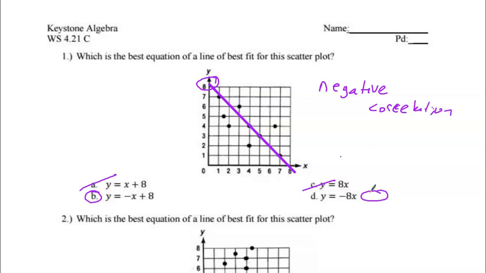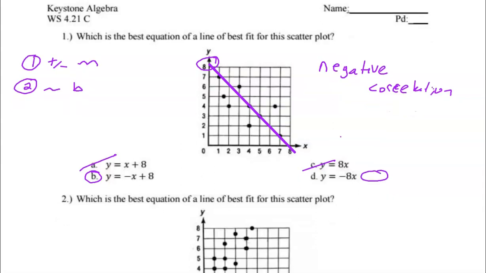So as you work through these, the first thing I would do is figure out, is my slope positive or negative? And then secondly, what is an approximate value for a y-intercept? And most of the time, you're going to be able to eliminate answer choices by figuring those things out and not have to go through and actually figure out the equation for the lines.